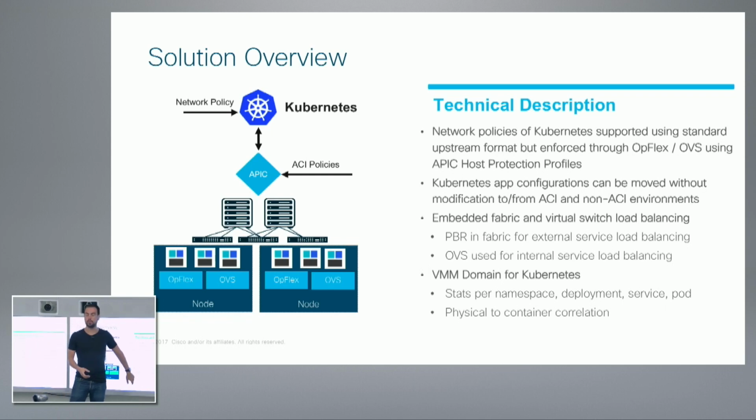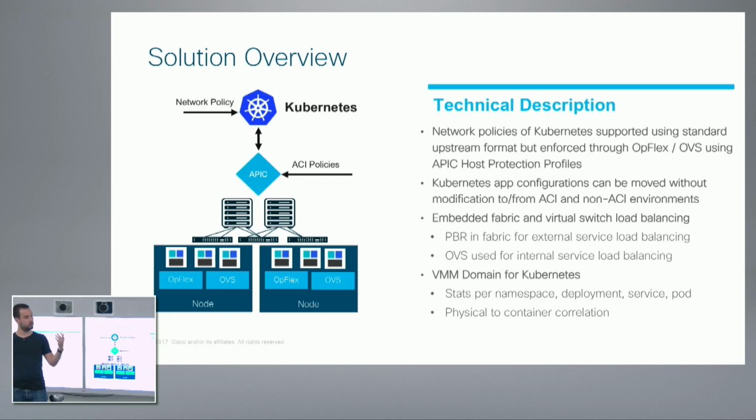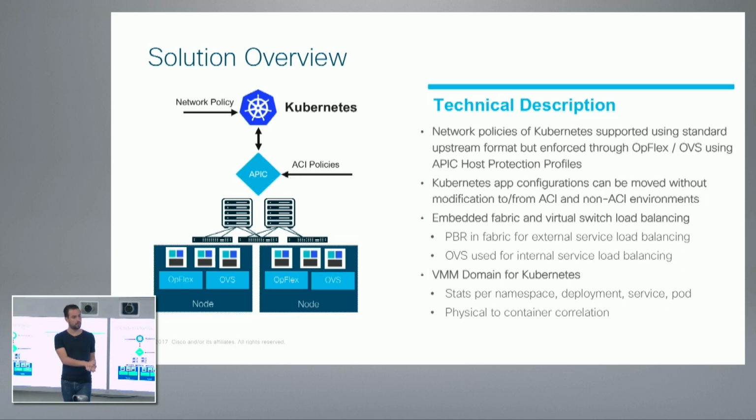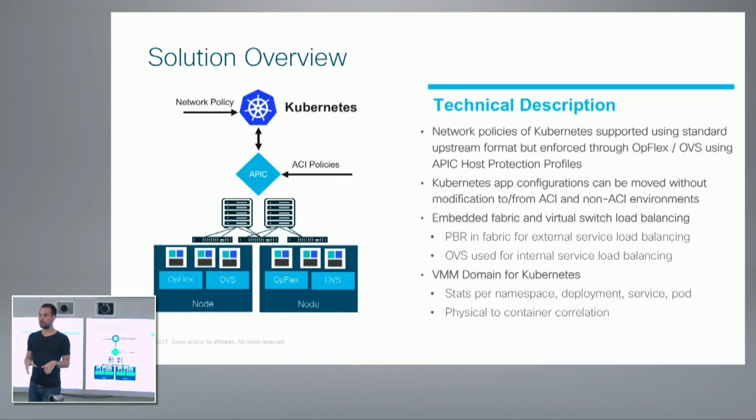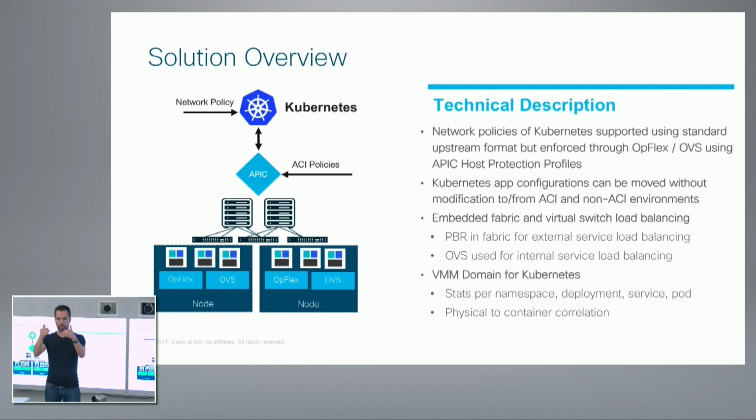And for those familiar with ACI, you may be familiar with the concept of virtual machine manager domains, how we do integrations with vCenter, Azure, and OpenStack. We have extended that to include Kubernetes, so you can visualize from the APIC GUI the entire Kubernetes cluster, all its objects, all its statistics for each of the different objects, namespaces, deployments, services, and pods, and the correlation of those objects to the physical components of the system.